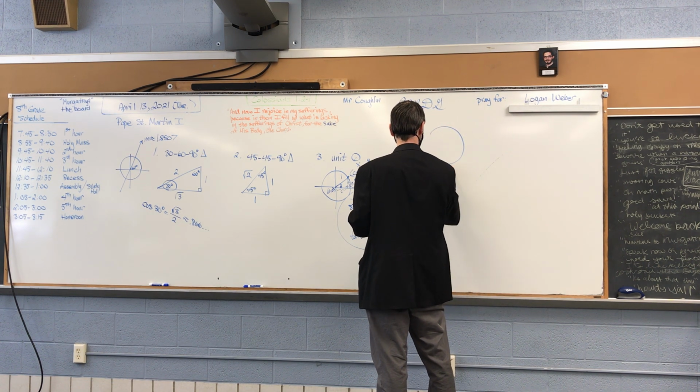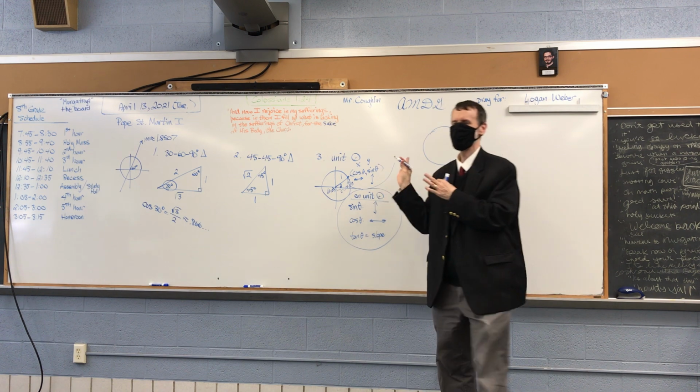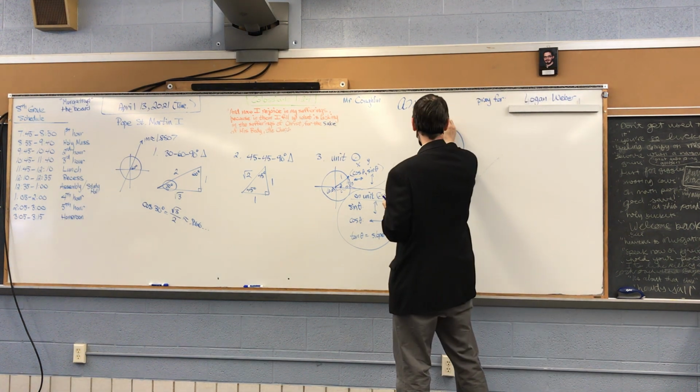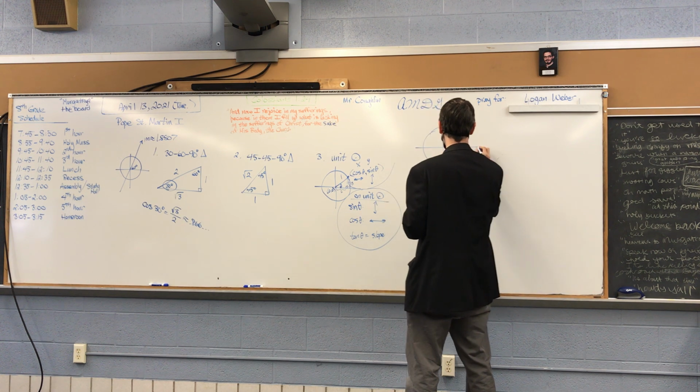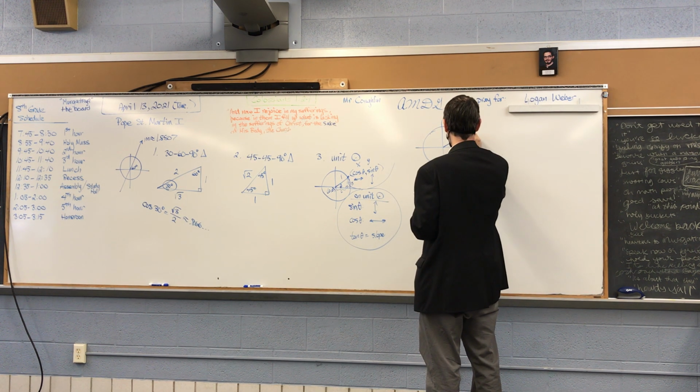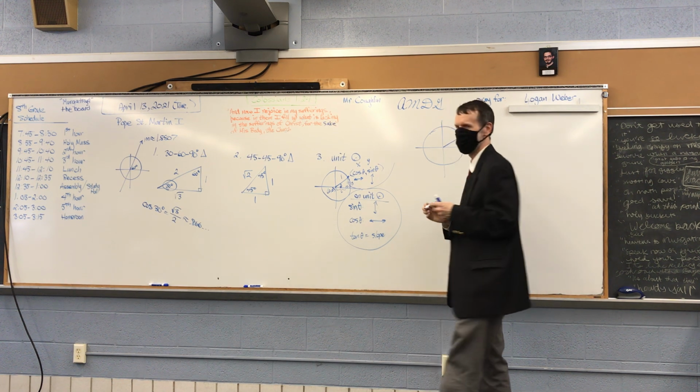Draw, if you will, everybody, draw a unit circle. You're going to be drawing like 200 of these by the time you're done with this chapter. The unit circle is centered at 0, 0. And I'd like you to draw a radius at the 30 degree mark.